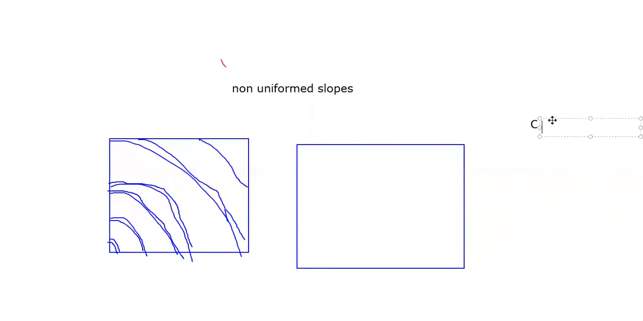Might have to erase that right there. Yeah, I'll deal with that later. Stepped slopes, right? And on the graph, you notice that it would look like this.